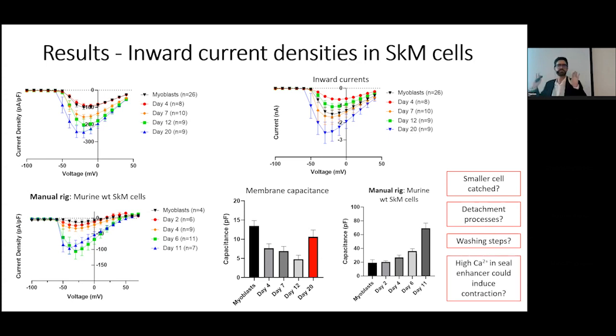And perhaps the high concentration of calcium, 10 millimolar, in the seal enhancer solution could induce contraction in more mature myotubes.